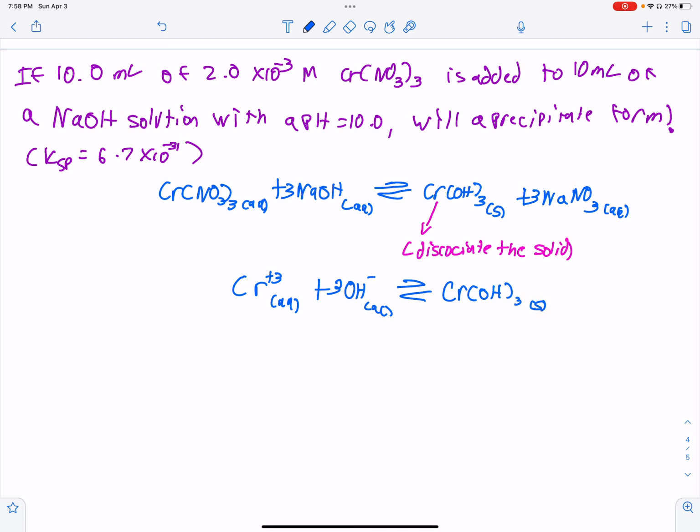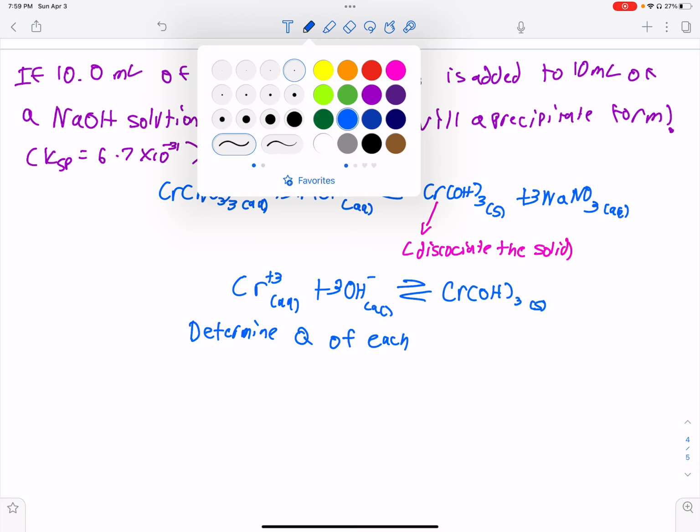So what I want to do now is determine the Q values for chromium. So I'm going to determine the Q value of each, the chromium and the hydroxide ion. Why? Well, if I find the reaction quotient, I can compare that to the given KSP, and we know our answer, whether a precipitate will form or not. So how do I go about this?